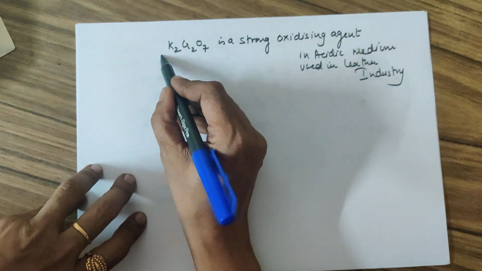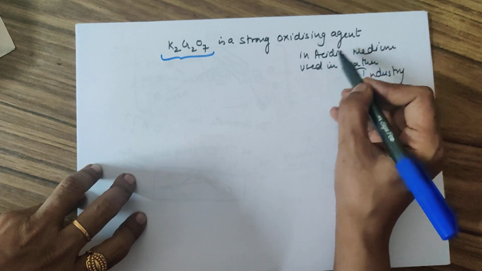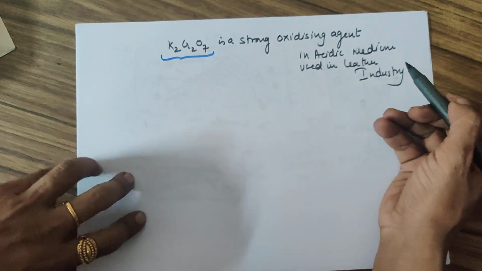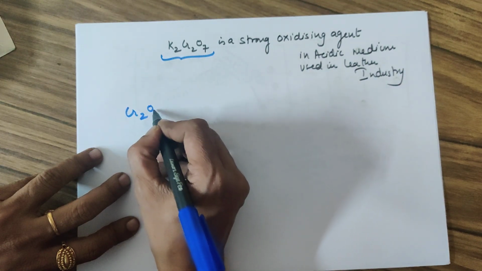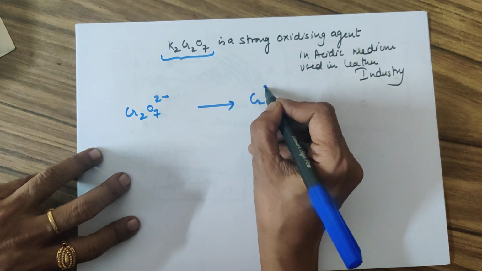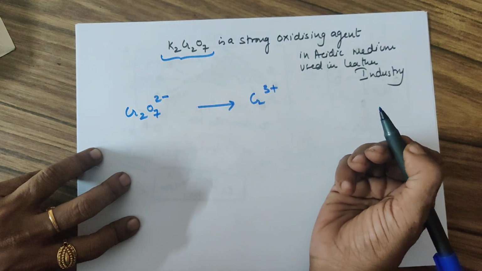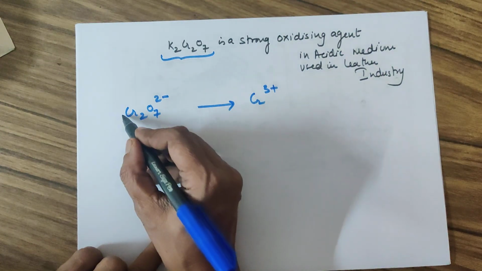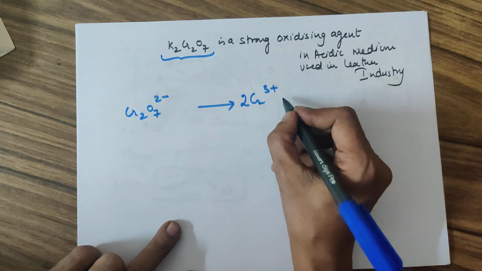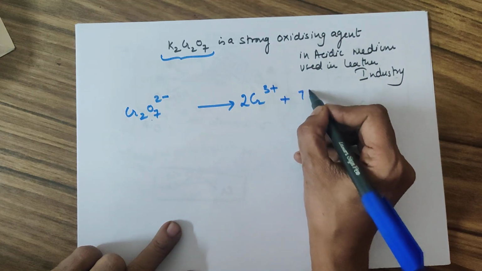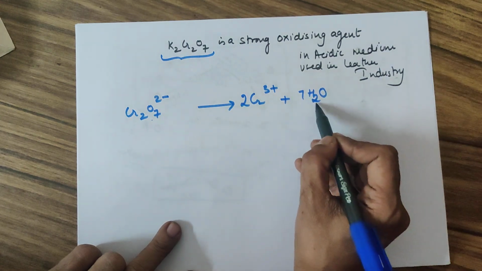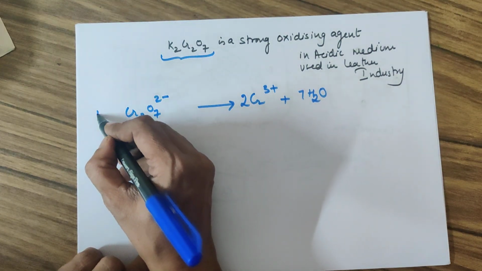Now, potassium dichromate is a strong oxidizing agent in acidic medium and it is used in leather industry. Now, to give you a chemical proof for this, you have your dichromate ion in acidic medium transforms into chromium 3 positive ion. Now let us balance this redox reaction. 2 chromium है तो पहले chromium को 2 कर देते हैं. The second step is balance oxygen by means of water. 7 oxygens है तो 7 H2O. The third step is balance hydrogen by means of H positive. 14 H है इस तरफ, so 14 H positive.